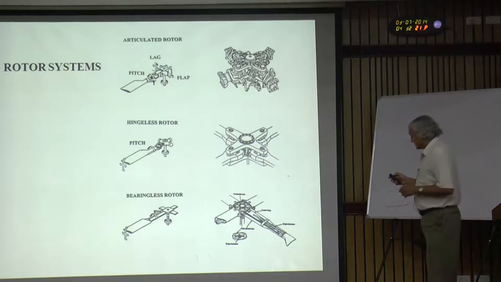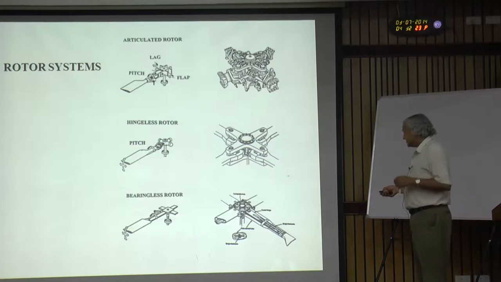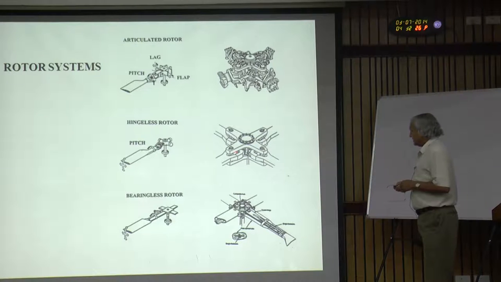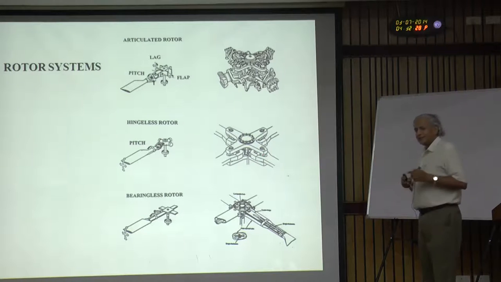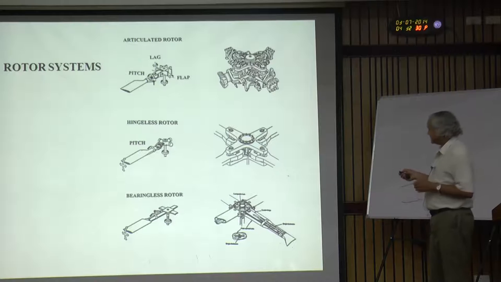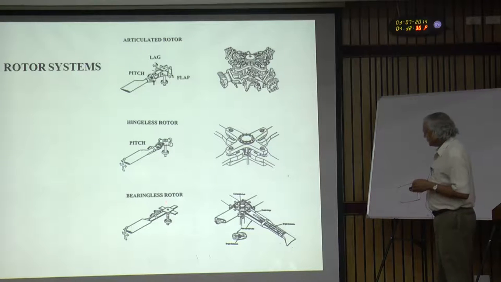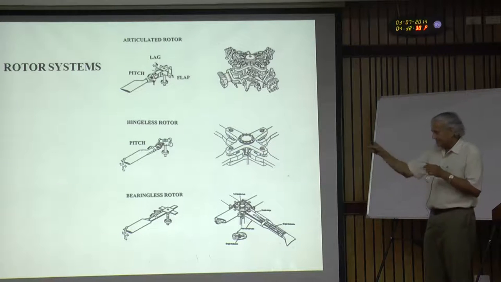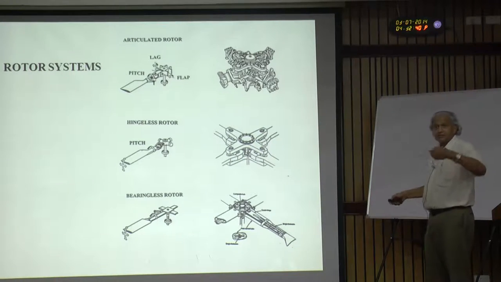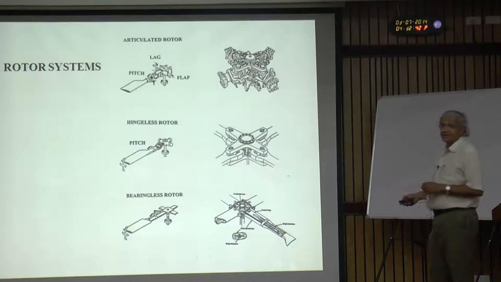So these blades started coming only after the 80s. And the design became cleaner, because if you look at the number of parts, this will have more than 500 parts, while this has fewer parts. Further improvement, of course, there are some bearings for changing the angle. That also can be removed. That is called the bearingless rotor.